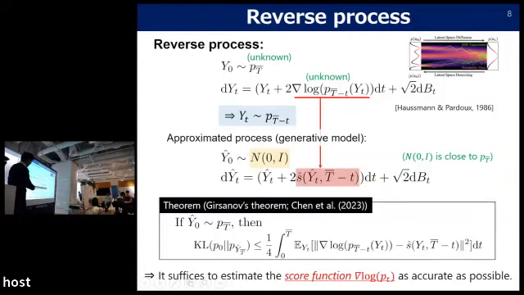Okay. So here is one important relation. Now we neglect the initial distribution approximation, so we consider y hat zero to be exactly distributed from the true distribution like this. Then the KL divergence between the target distribution p_0 and the distribution of our generated data is bounded by this quantity. This is the mean square error between the true score function and the estimated score function. Here is the integral of the squared distance between the true score and the estimated score. So the basic idea in the diffusion model is to minimize this mean square error.